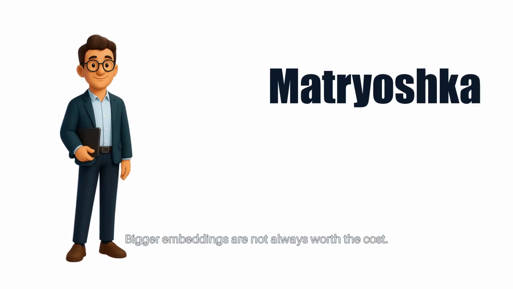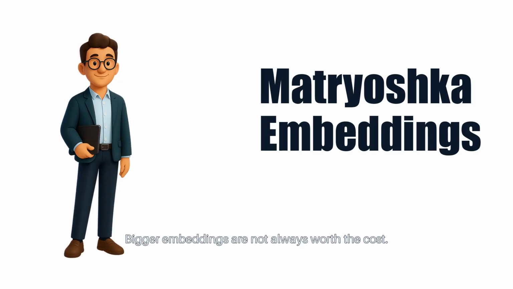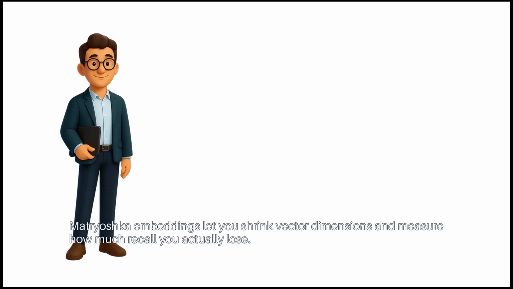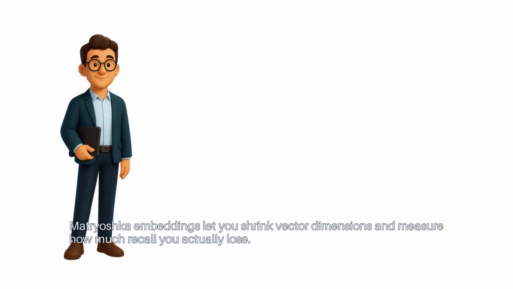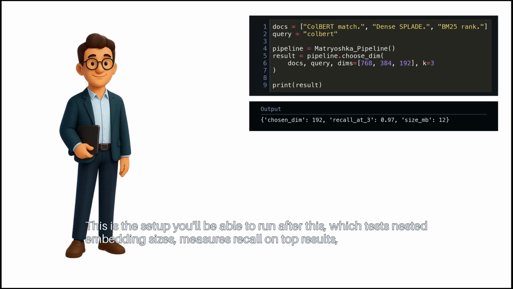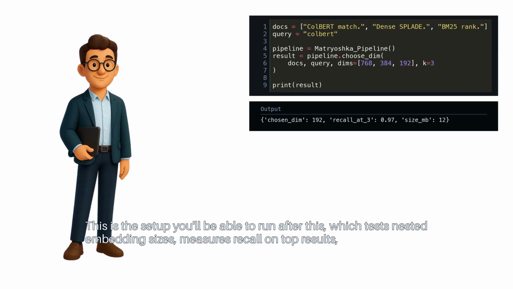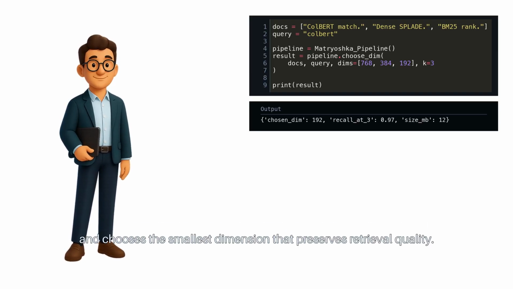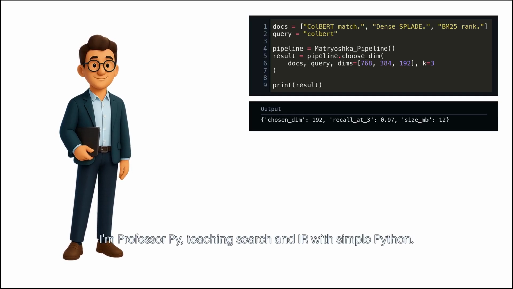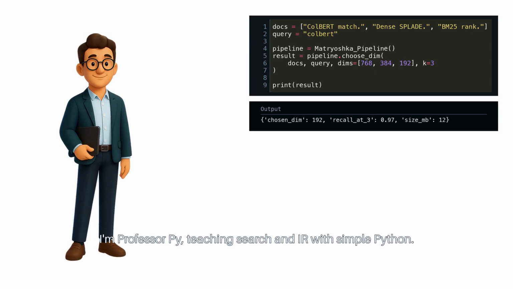Bigger embeddings are not always worth the cost. Matryoshka Embeddings let you shrink vector dimensions and measure how much recall you actually lose. This is the setup you'll be able to run after this, which tests nested embedding sizes, measures recall on top results, and chooses the smallest dimension that preserves retrieval quality. I'm Professor Pi, teaching search and IR with simple Python.